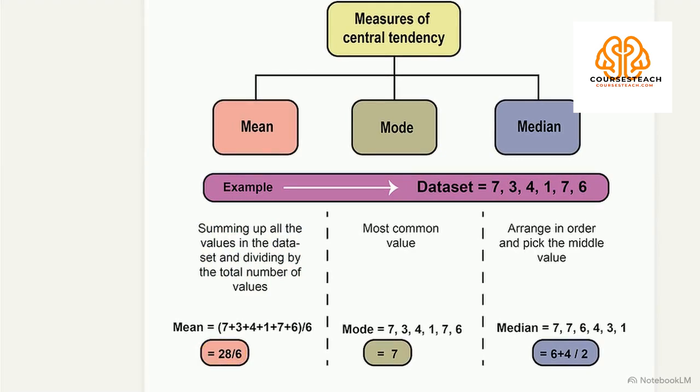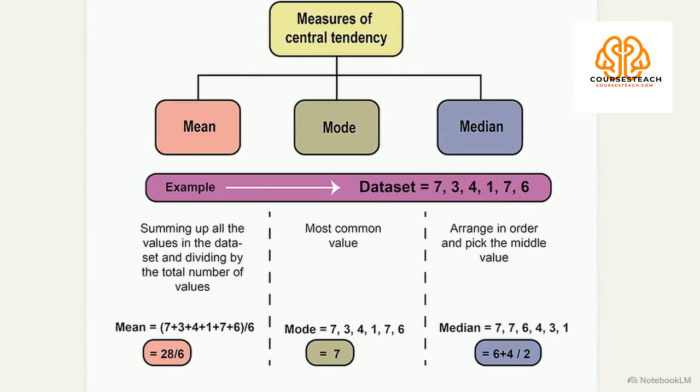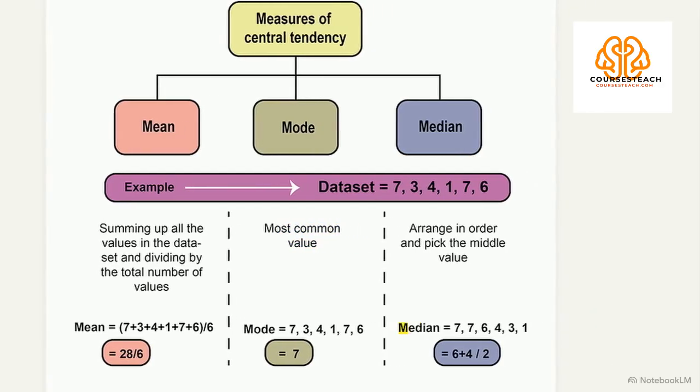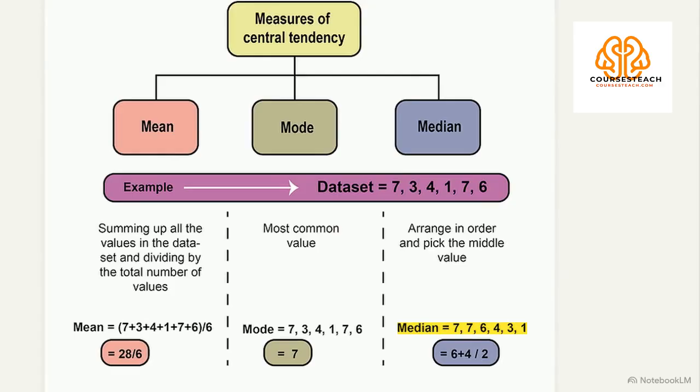In the center green box, we have the mode. This simply looks for the most common value, essentially measuring popularity. Finally, the blue box on the right outlines the median. You arrange the data in order and pick the physical middle, making it your safest bet for skewed data.